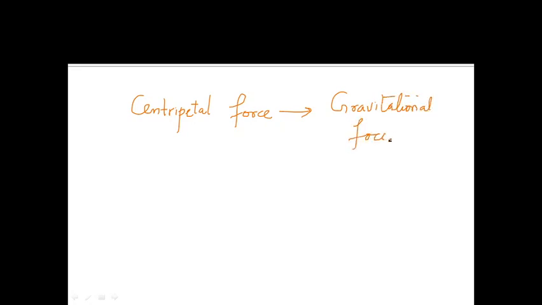So what is gravitational force? According to Newton's law of gravity, gravitational force F is equal to G M m by R squared. Here G is the gravitational constant, M is the mass of the sun, small m is the mass of the planet, and capital R is the average distance from planet to the sun.